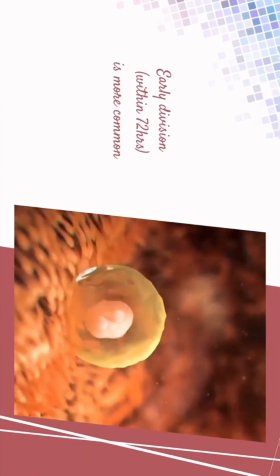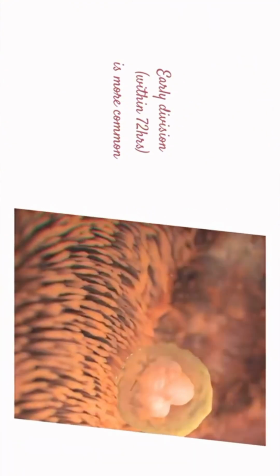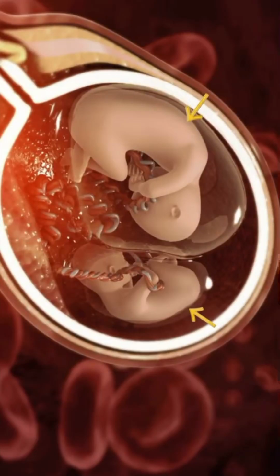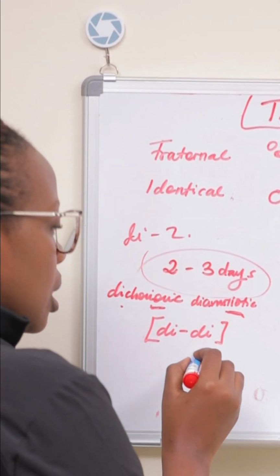This simply means, di means they have two. Chorionic is the placenta, amniotic is the sac, okay? So if it's di, it means you have 2 chorions and 2 amniotes, which is basically 2 placentas and 2 amniotic sacs, which means the babies are going to look like this.